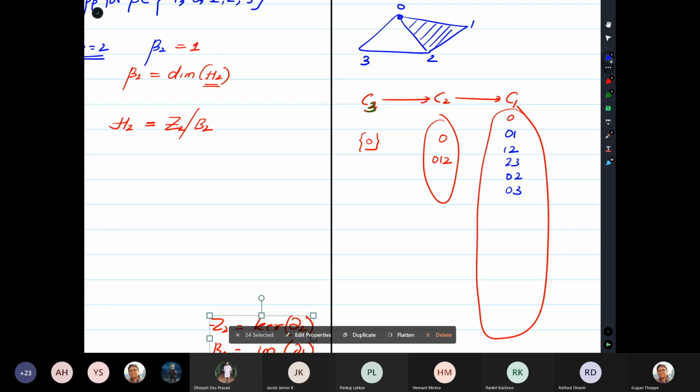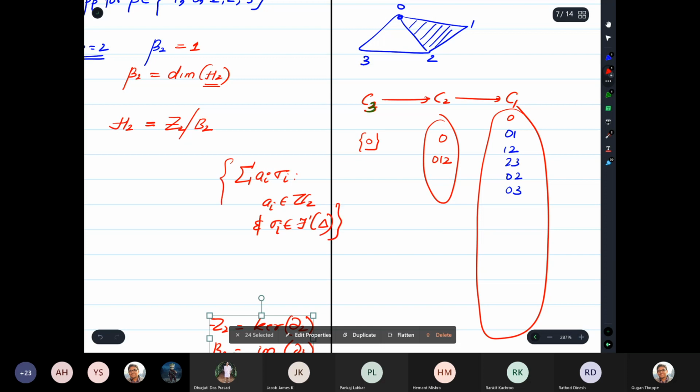No, what is a one chain? One chain is all possible linear combinations, right? So it is the sum of a_i sigma_i such that a_i belongs to Z2 and sigma_i belongs to F1 of delta, right? This is what C1 is. This is how you define C1. Do you agree?